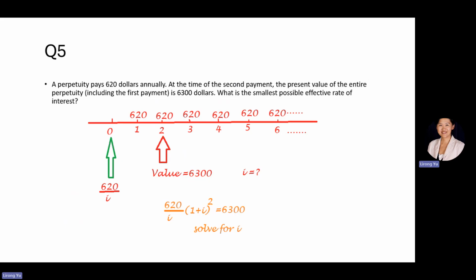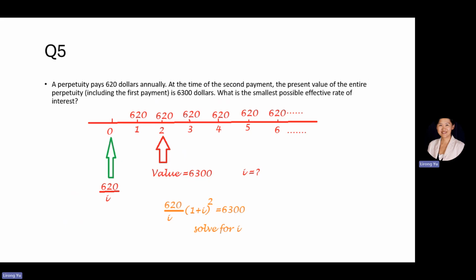So all those 620, none of them are missed. So this 6,300 is not the present value of the future cash flow. It's the present value of all the future payments of 620, plus the current value 620, plus the past value of the 620. So all of them are considered. That's why I want to calculate the value at time 0 and move forward. That way, no payment was left out.